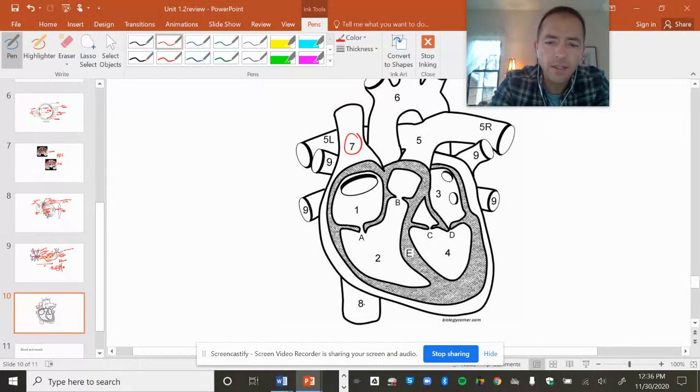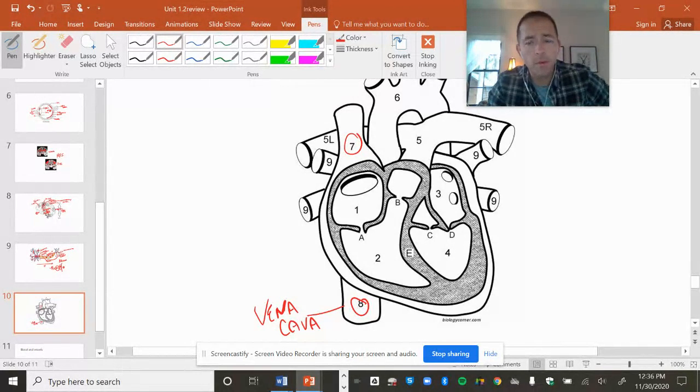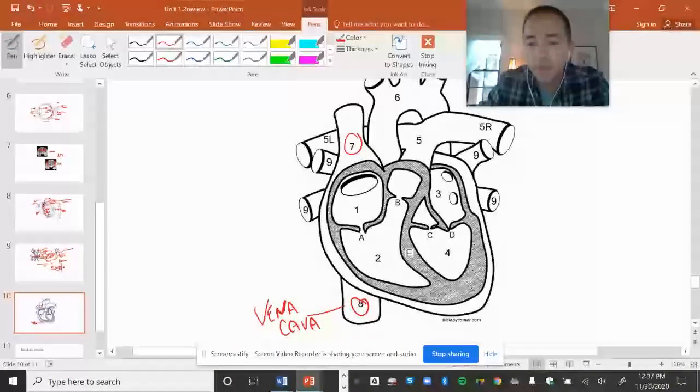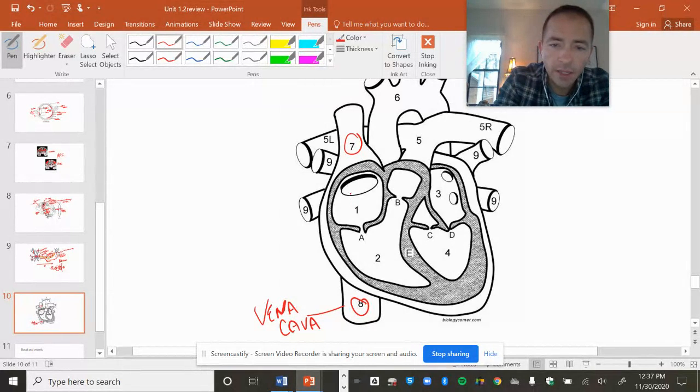So 7 and 8 are the vena cava, and they are veins, so they're returning blood back to the heart. Remember, arteries away, veins towards. So the veins are bringing back the blood. They tend to have lower blood pressure, not always, but they tend to have lower blood pressure. So 7 and 8 would be vena cavas, and they're both dumping their contents in here. So if I did like a woo, it's coming down, woo, right? It's dumping into 1, and 1 is the right atrium.